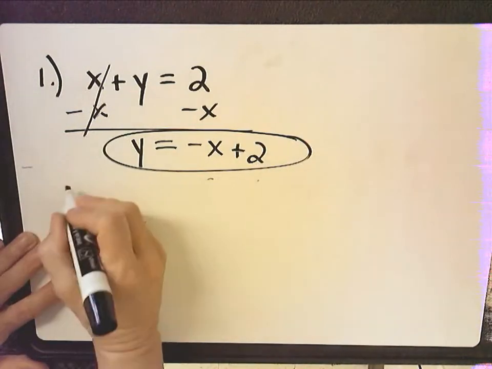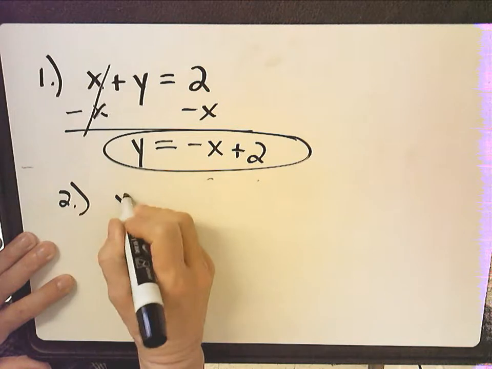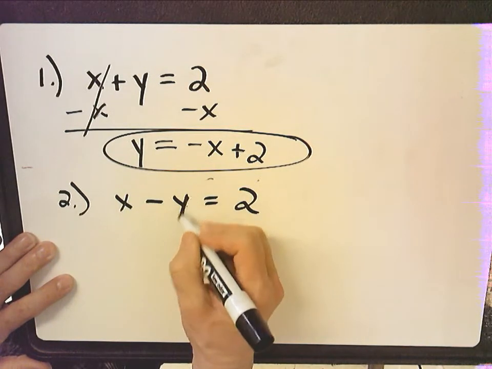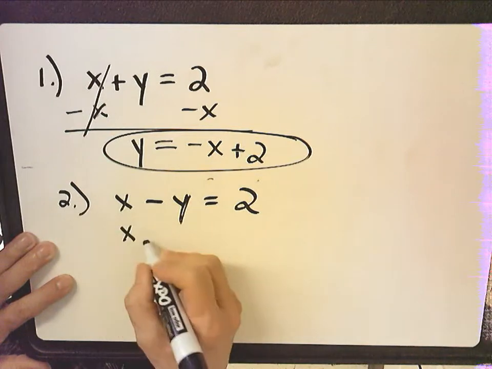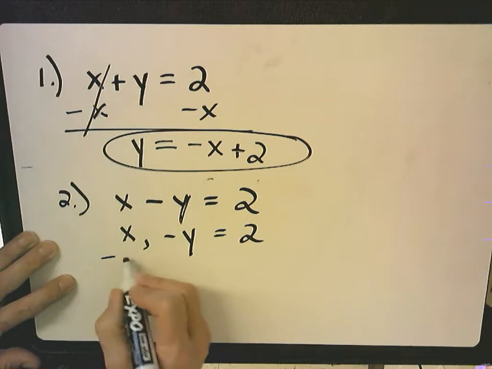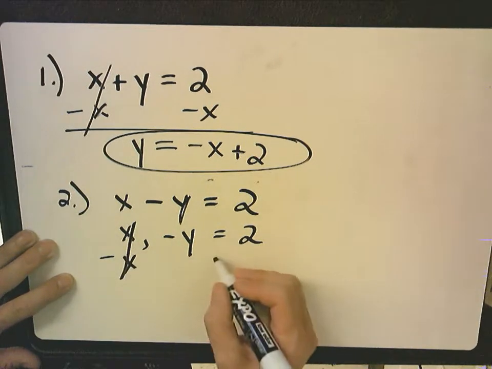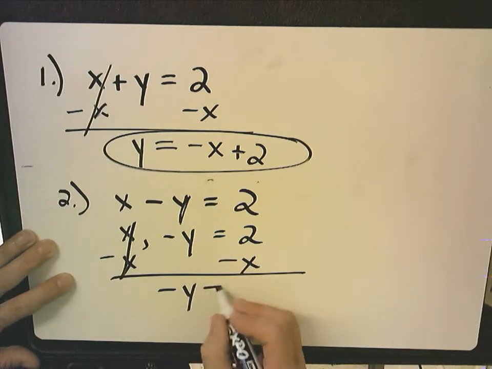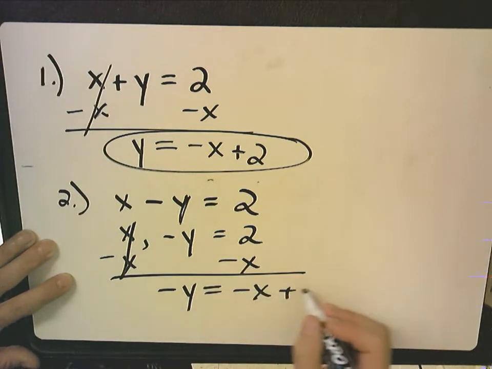Okay, now let's look at number 2. X minus y equals 2. So now, on this side of the equation, I have an x and a negative y. I want to get rid of the x, so I'm going to subtract. But now I have negative y equals negative x plus 2.